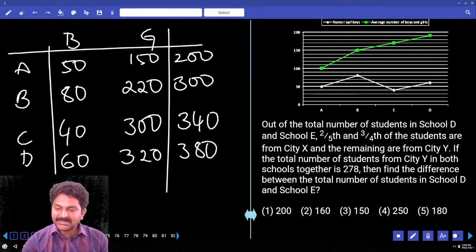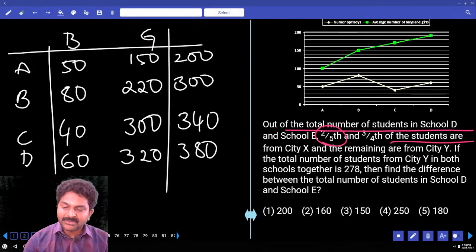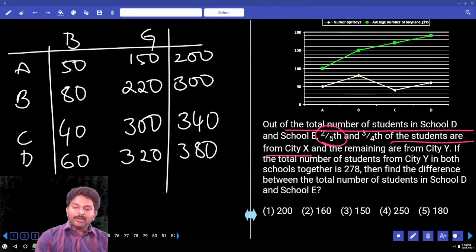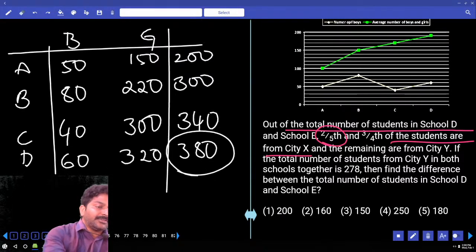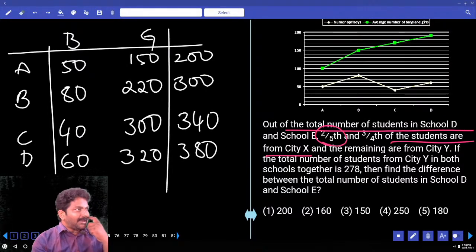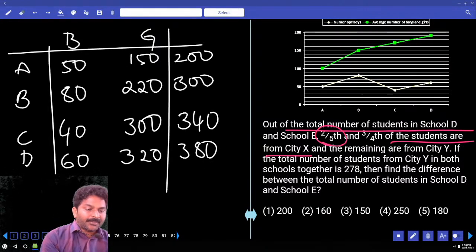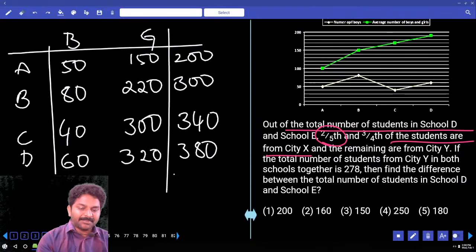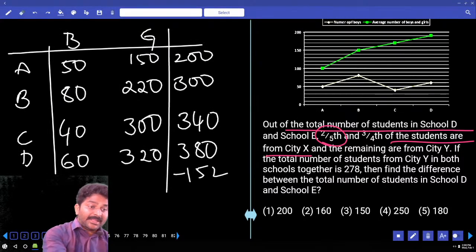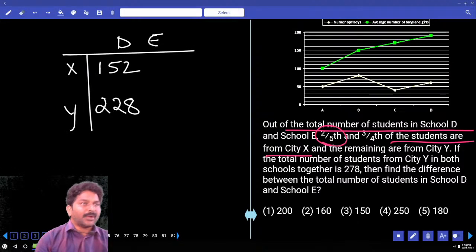Okay. So now look at this. Out of the total number of students in school D, 2/5 of the students are from city X. They are talking about the number of students. There is no segregation between boys and girls. So out of total 380, 2/5 is 40%. What is 40%? 10% is 38. Double, double. 76. Double, 152. 152 are from city X. And the remaining, in the sense subtracting 152 people, is 228. So the remaining 228 people are from city Y.